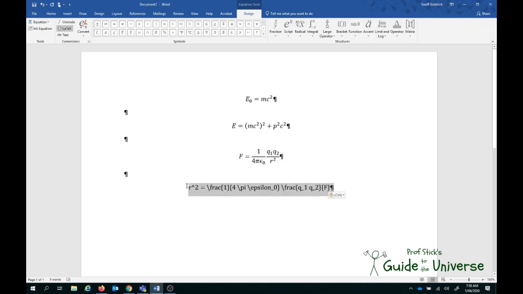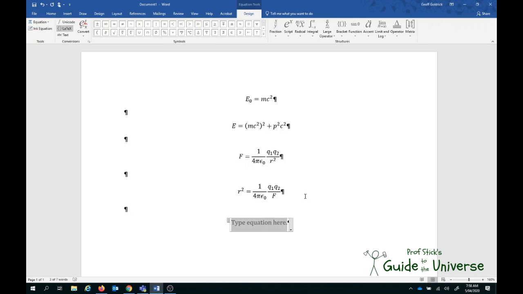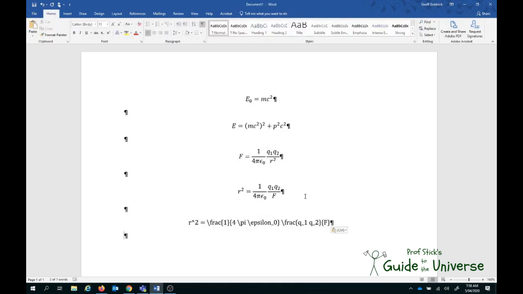Once again, I'm going to copy the whole thing for the next line. So I'll convert that. Alt plus equals gets my equation editor open again. Paste in my LaTeX code and I'll remove the squared from the left-hand side and take the square root of everything on the right-hand side.